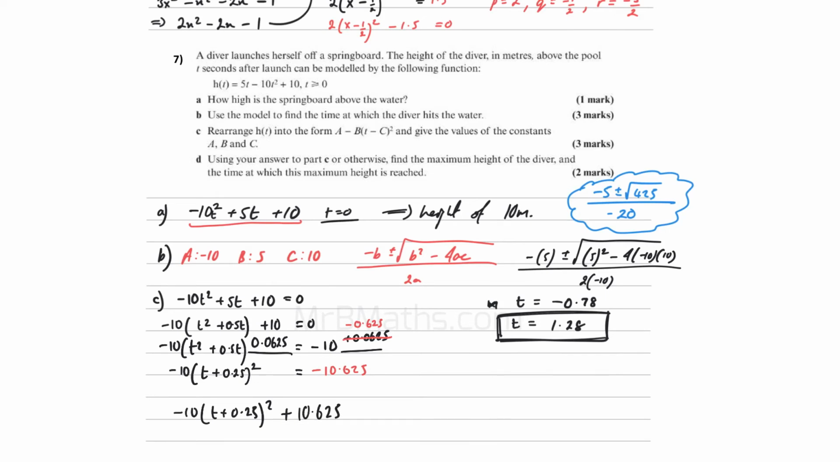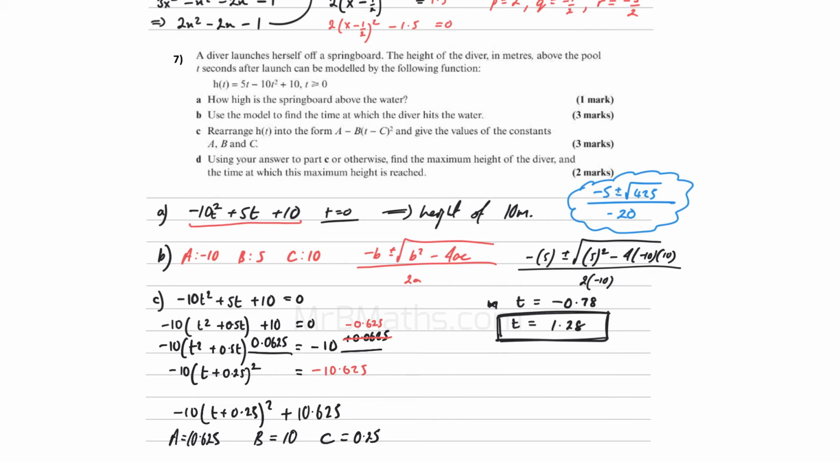and finally negative 10 t plus 0.25 squared plus 10.625, and values of a, b and c, so a, b and c, well, a would be 10.625. You could rearrange that, but I'm just looking at the values here. Our value for b would be 10, and our value for c would be 0.25.